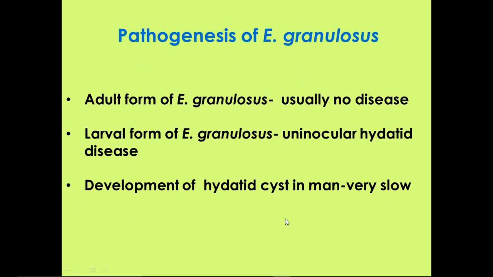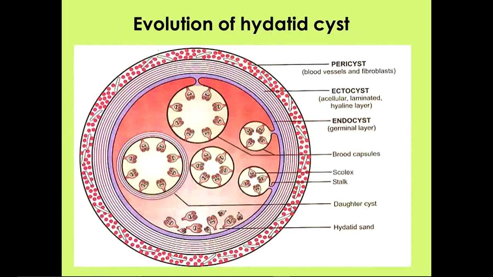Pathogenesis of Echinococcus granulosus. The adult form is not going to produce any disease. However, the larval form is going to produce hydatid disease, and it is actually called unilocular hydatid disease. Unilocular means it forms one large fluid-filled cyst that contains thousands of individual scolices as well as many daughter cysts within the large cyst. And the development of hydatid cyst in humans is very slow. It can probably take years.